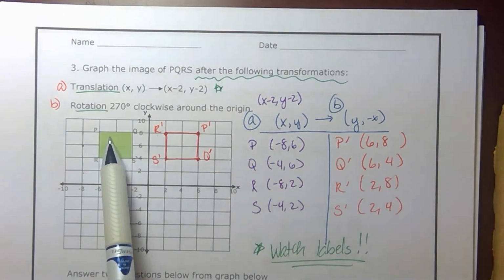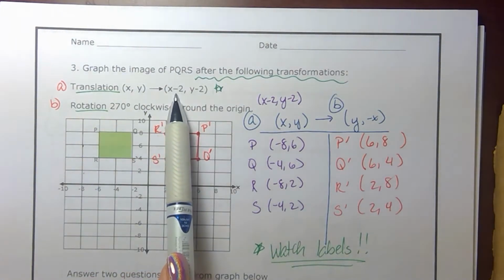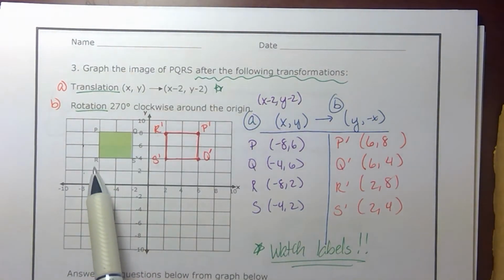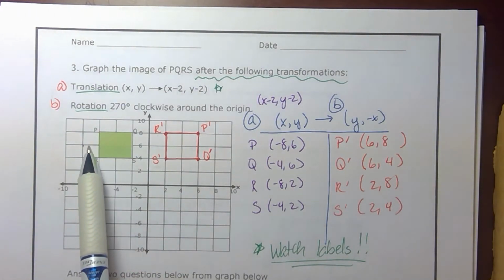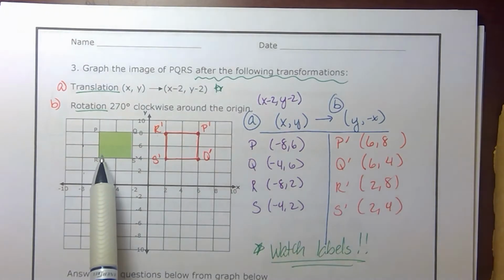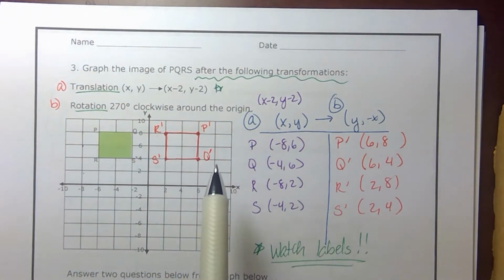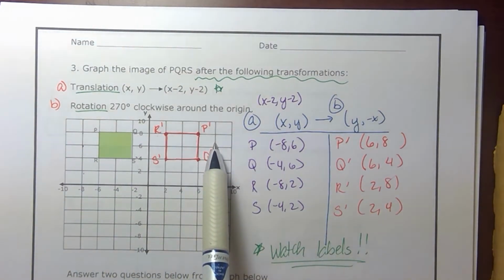So first I'm going to translate this rectangle. I'm going to move it to the left and down. To the left 2, down 2. Again, watch how your axes are numbered. After I've moved it to the left and down, then I'm going to rotate it 90, 180, 270 degrees.